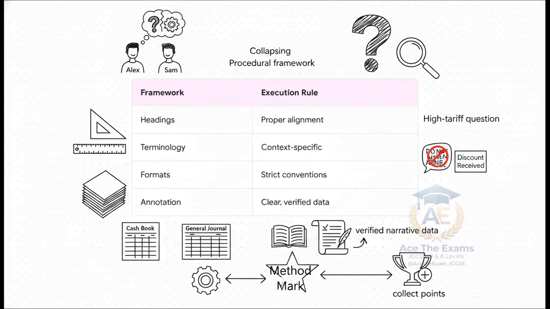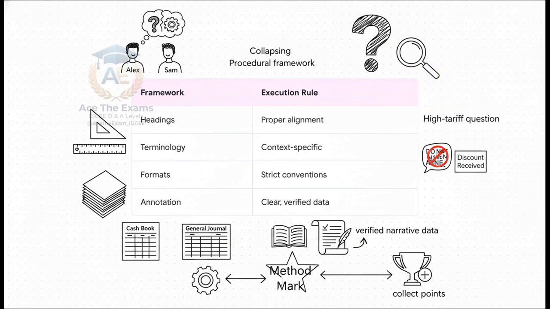Third, formats. You must follow strict syllabus conventions for your cash book and your journals. Don't invent your own layouts. And finally, annotation. The General Journal explicitly requires clear, verified narrative data. Listen to me on this one. Without a narrative, a journal entry is fundamentally incomplete and you will instantly lose the method mark. Examiners award method marks for the process itself. If your procedural framework is flawless, you collect points along the way, even if your final calculation goes slightly awry.